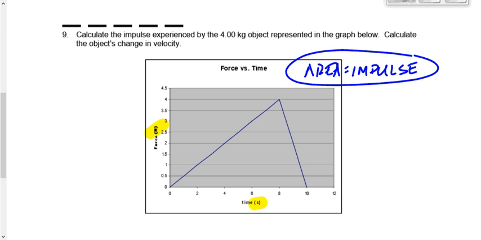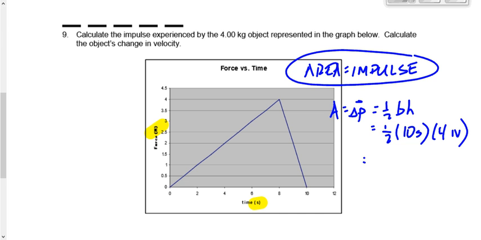All right. I'm not even paying attention to what I'm being asked for yet. I recognize that this is a force versus time graph. I'm going to do area equals impulse. Let's find it. The area equals the impulse, and this is a triangle, so I'm going to say 1/2 base times height is my area. What's the base? Goes from 0 to 10. What's the height? Goes from 0 to 4. 1/2 of 10 times 4 is 20.